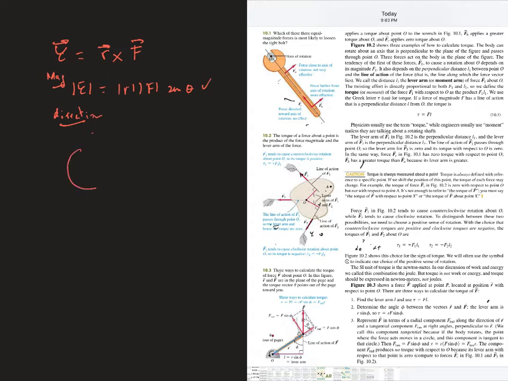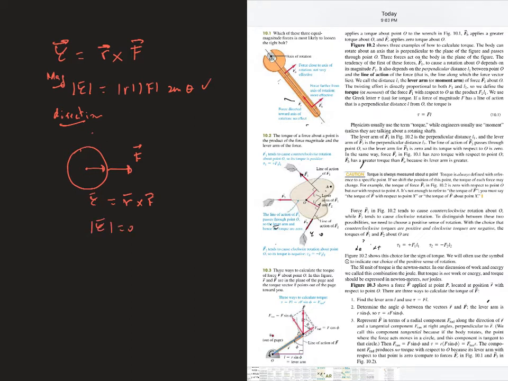Let's say that you have an object, a disk, and let's say that you apply a force like this one. This force will not produce rotation. Why? See like this. This is R, and this is the F. R cross F is a torque, and the magnitude of the torque is 0.